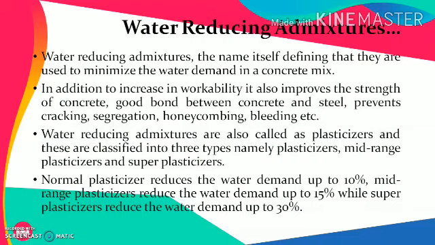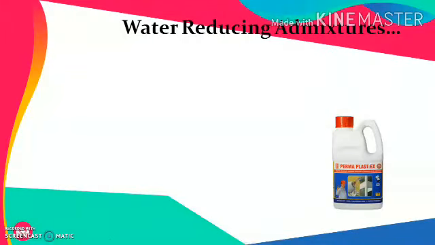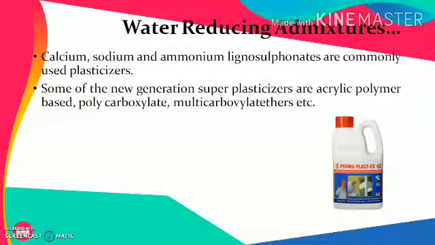And as we are aware, the reduction in water cement ratio results in higher strength, so this can be used effectively in such cases. The different types of water reducing admixtures are calcium, sodium and ammonium lignosulfonates, which are commonly used. Some of the new generation superplasticizers are acrylic polymer based polycarboxylates and multi-carboxylates, etc.